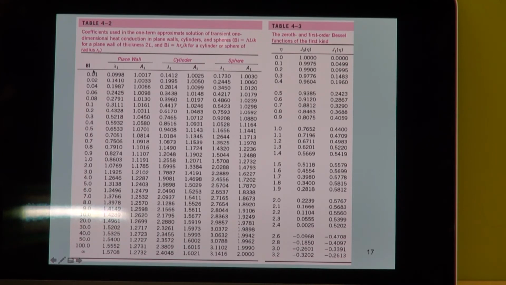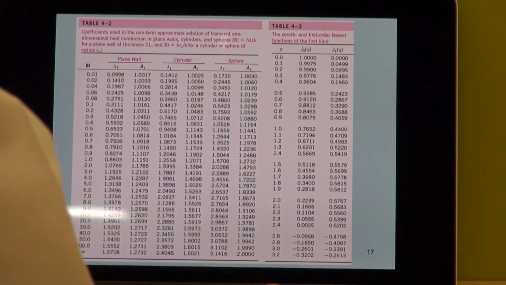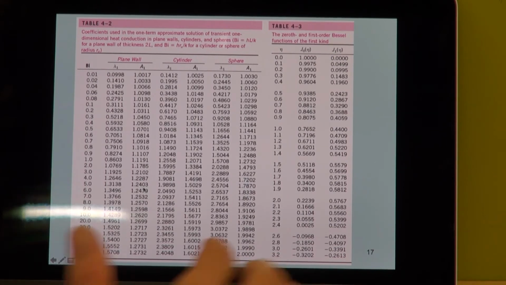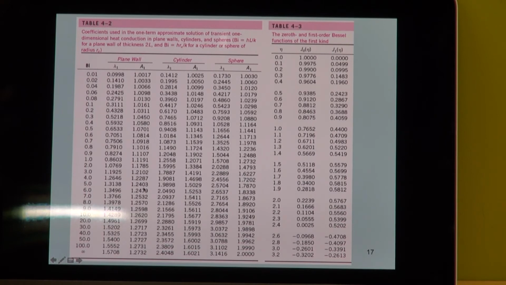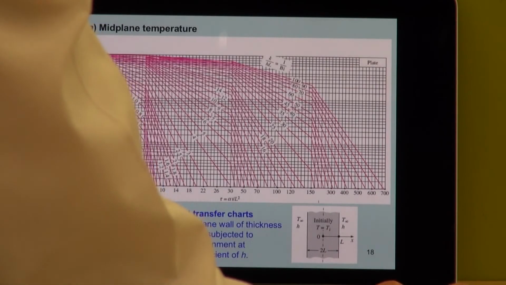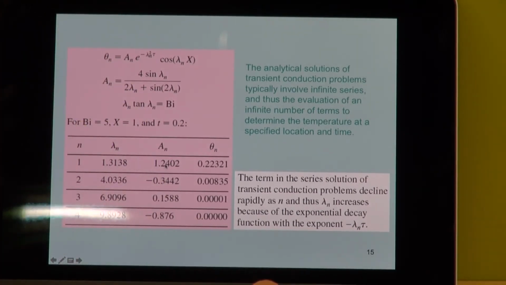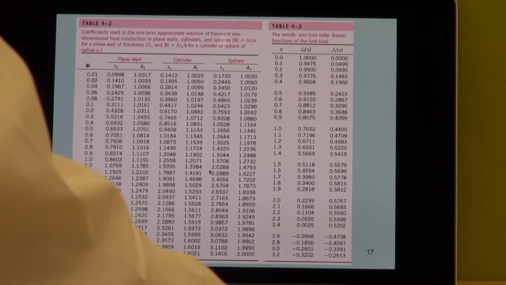Here we can see the answer is a function of the Biot number. And the problem that we've looked at just now was for a Biot number of 5. For a Biot number of 5, lambda 1 is equal to 1.3138, and A1 is equal to 1.2403. So that is where those values come from. Let me just go back. Again, there it is, lambda 1 and A1. If we then put it into that equation, it is very easy to calculate theta.